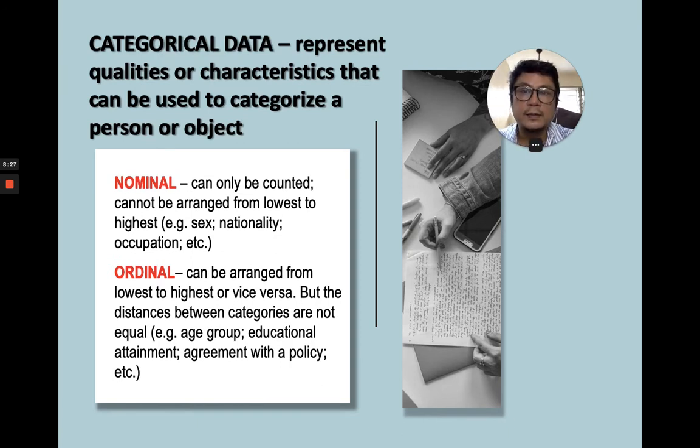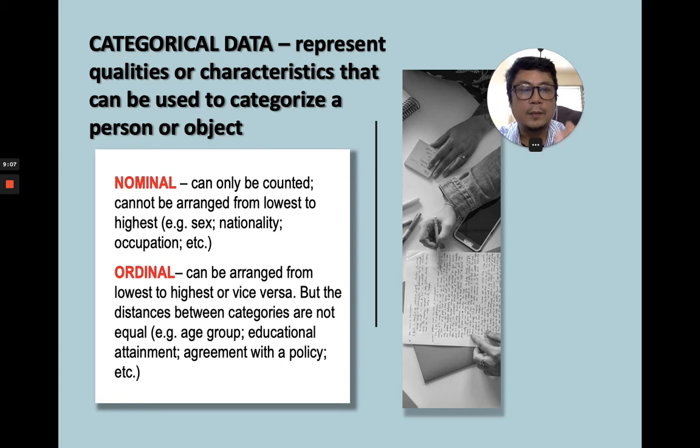Categorical data, again, represents qualities or characteristics that can be used to categorize a person or object. So for example, a person has certain characteristics, can be described in terms of sex, age, occupation, educational attainment, etc. And then we can group people according to these characteristics. So the first type of categorical data is nominal data. Nominal data has the characteristic that it can be counted.